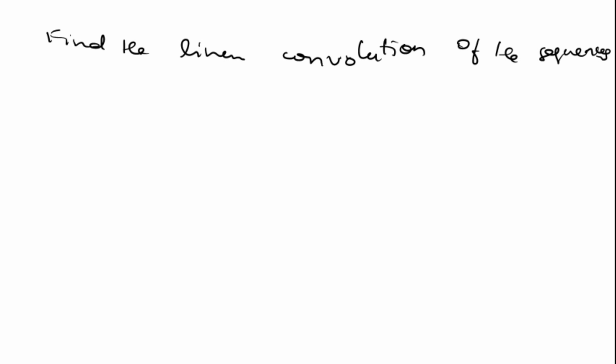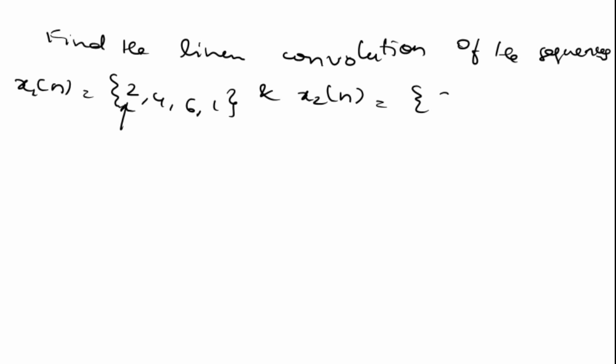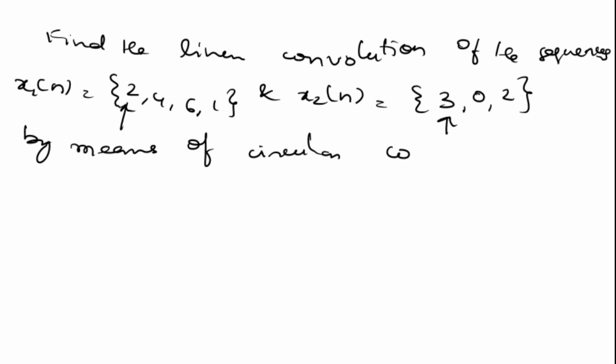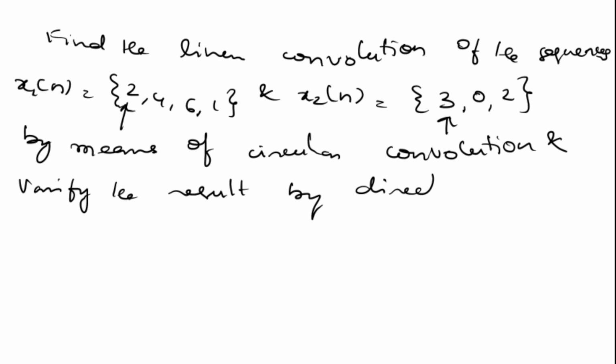Next problem, find the linear convolution of the sequences x1 of n is equal to 2, 4, 6, 1 and x2 of n is equal to 3, 0, 2 by means of circular convolution and verify the result by directly performing the linear convolution.